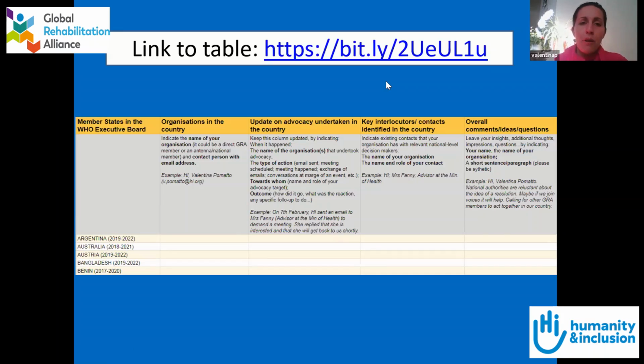So if you have contacts or already existing partnerships, maybe with patients' organizations, women's associations, other rehabilitation professional groups that are not part of the GRA, but that you feel would be meaningful to advocate together with you, it would be really important to reach out and to show that rehabilitation is a matter of interest and concern by a variety of different groups and stakeholders.